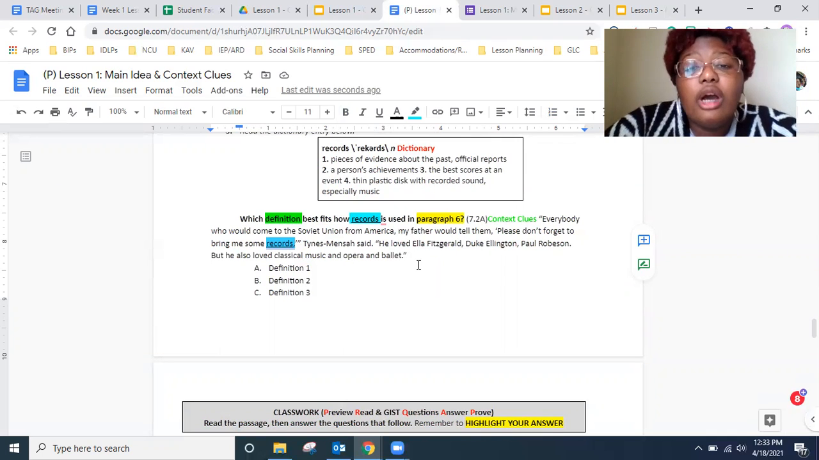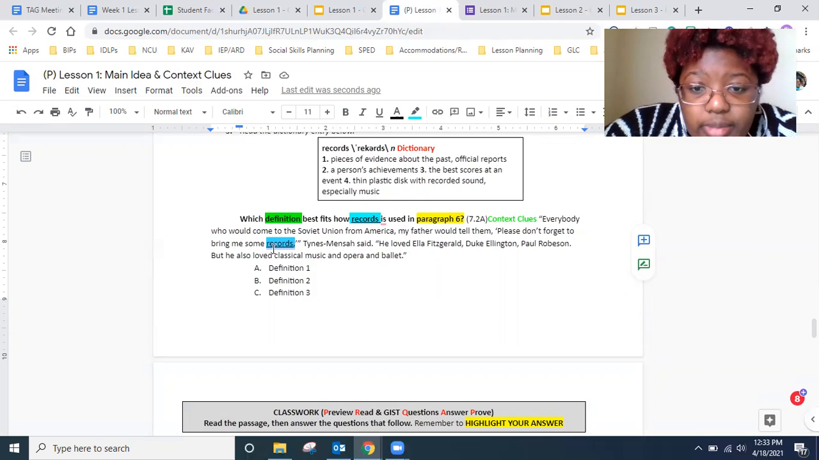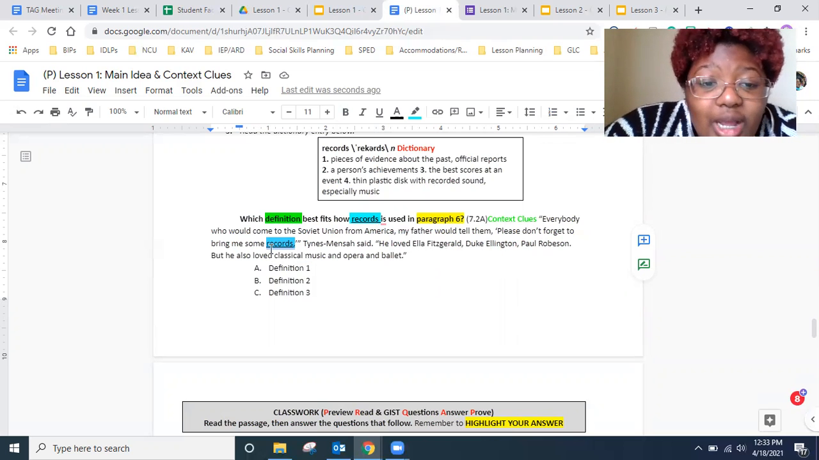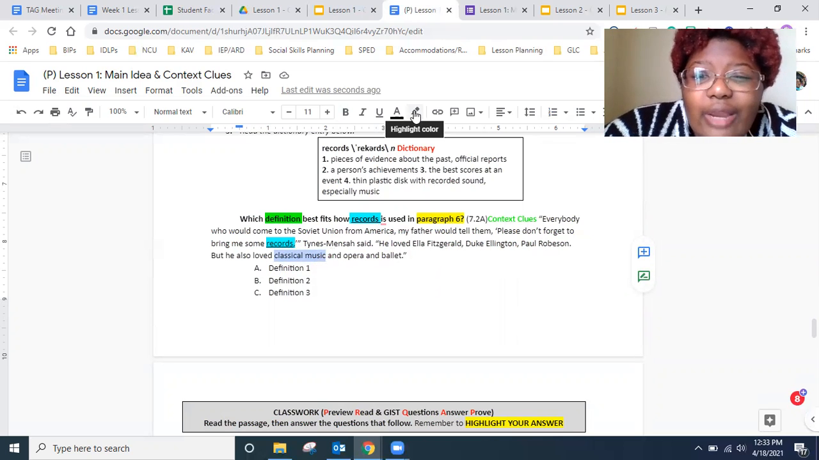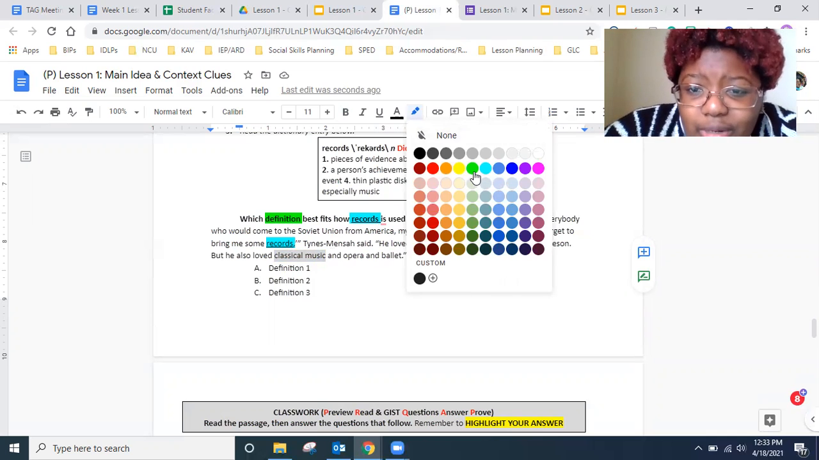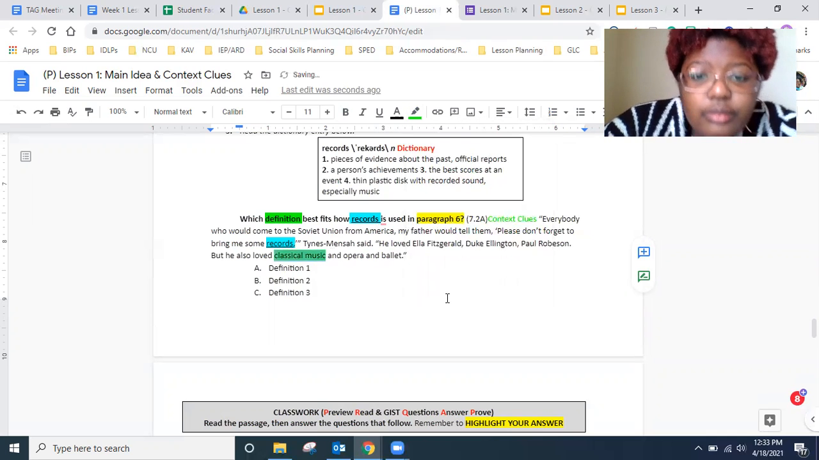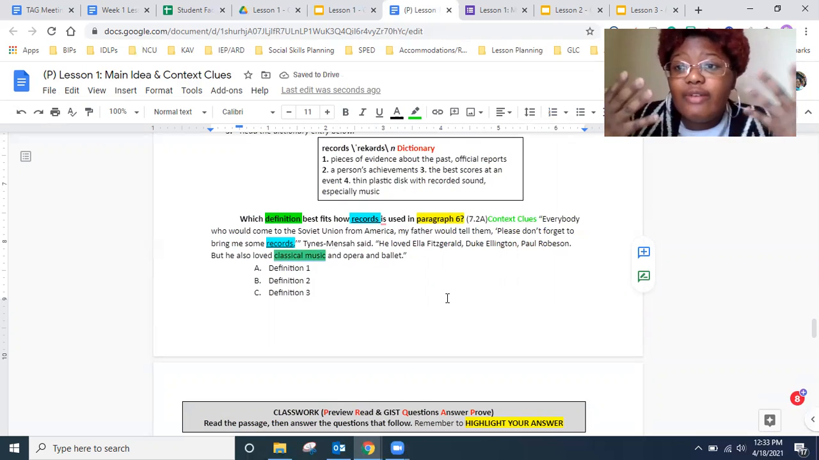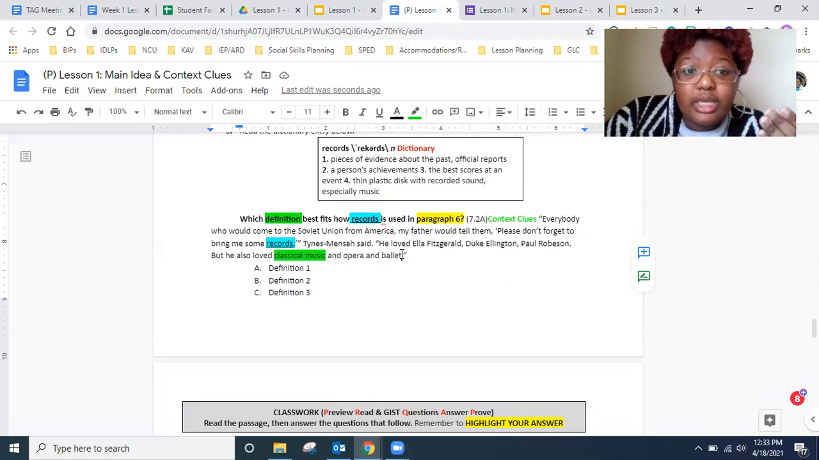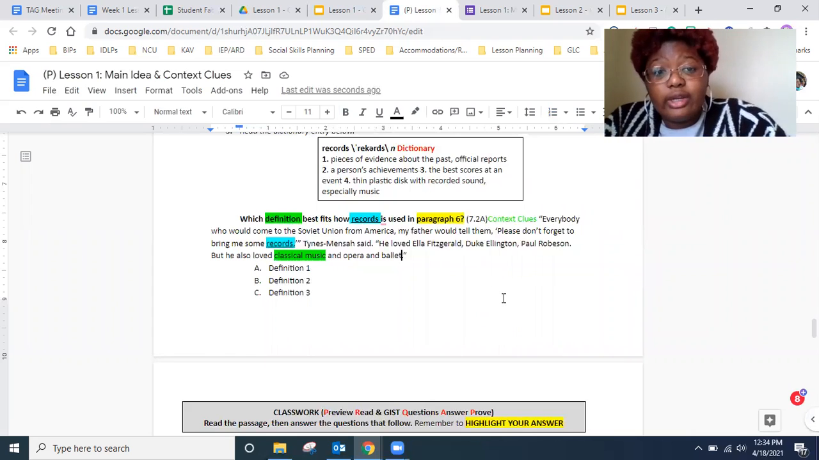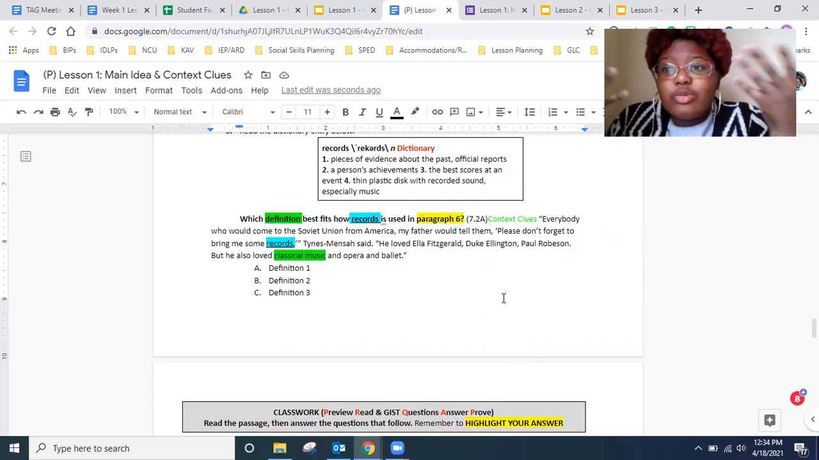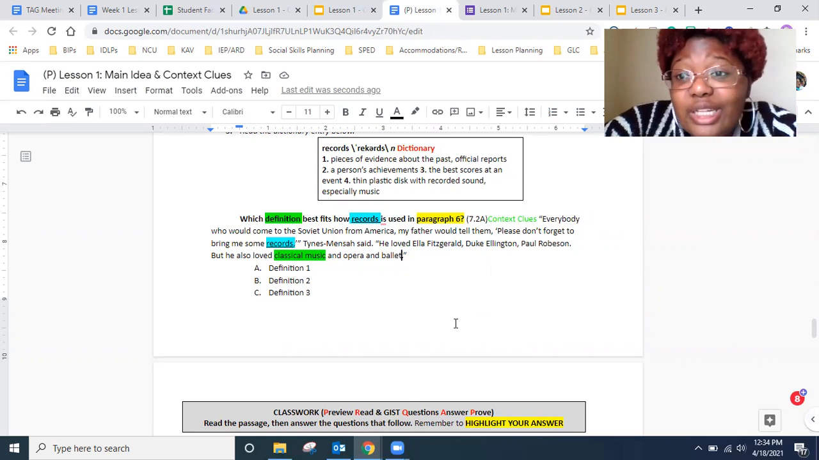What words in my text help me understand what records means? Well, I don't know who Ella Fitzgerald, Duke Ellington, or Paul Robeson is, but I know what classical music is. And I also know that there is such a thing called a record player, and record players basically play music. So I need to find the definition that matches that, because it says that he's having people bring him records. Those are physical things. That's where the music comes from. So I need to find an answer choice or a definition that supports that.